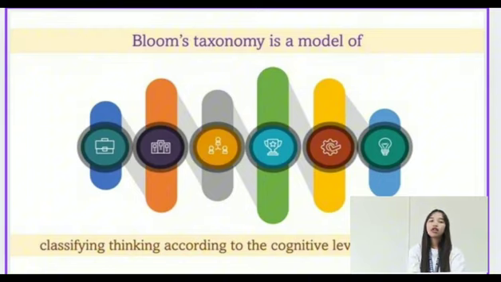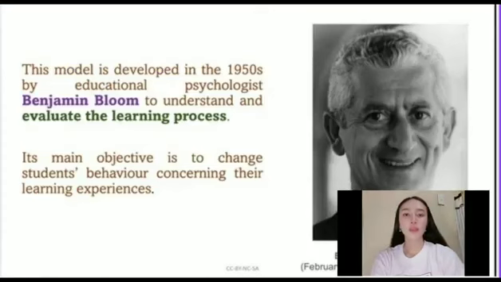By understanding Bloom's taxonomy, educators can design learning activities that challenge students at different levels of thinking and promote deeper understanding. This model was developed in the 1950s by educational psychologist Benjamin Bloom to understand and evaluate the learning process. Its main objective is to change students' behavior concerning their learning experiences. So, Bloom's taxonomy, created in the 1950s by Benjamin Bloom, helps understand and evaluate learning. Its goal is to improve students' learning experiences and behavior through structured objectives in cognitive, affective, and psychomotor domains.